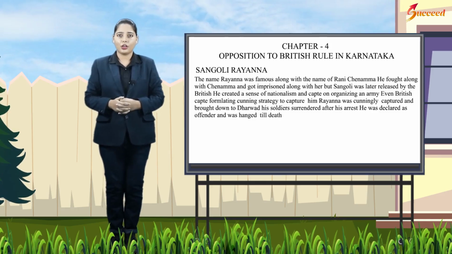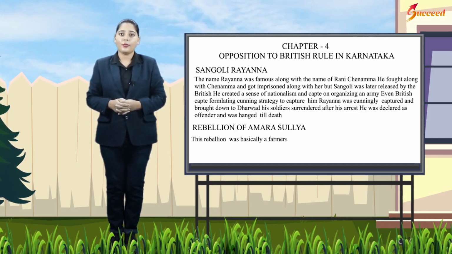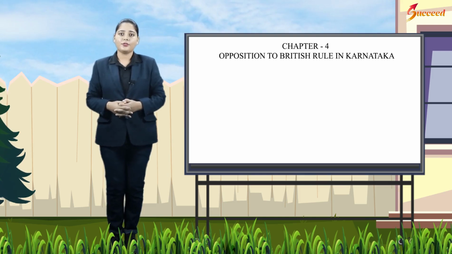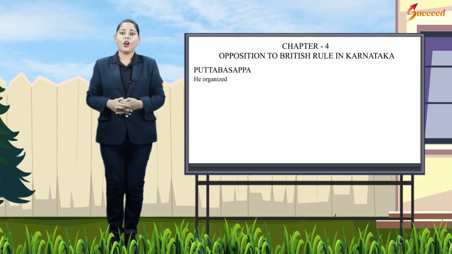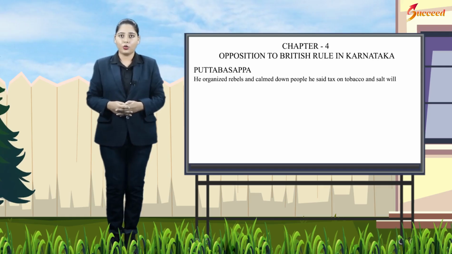Next, we are going to talk about the rebellion of Amara Sulya. This rebellion was basically a farmers' rebellion. Next, we are going to talk about Putta Basappa. He organized rebels and calmed down people. He said that the tax on tobacco and salt would be withdrawn if the rebel government assumed power.